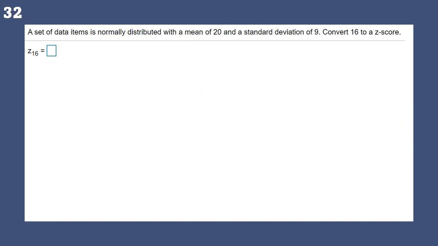A set of data items is normally distributed with a mean of 20 and standard deviation 9. Convert 16 to a z-score. So for this, we're going to need our z-score formula, or we can use STANDARDIZE. If we're doing it in Excel, we could use equals STANDARDIZE, and we could give it those three numbers, 16, 20, and 9. But I'm not going to do that. I'm going to do it by hand because I want you to see it.